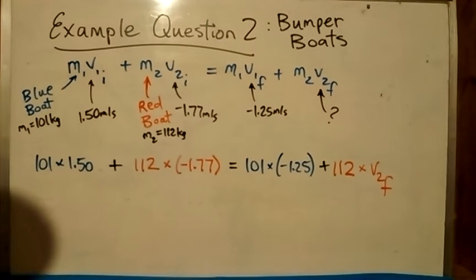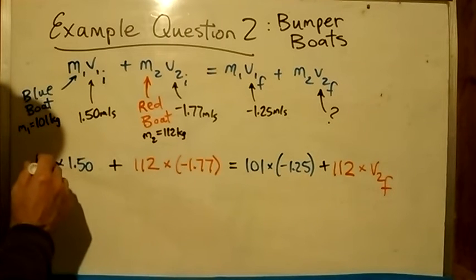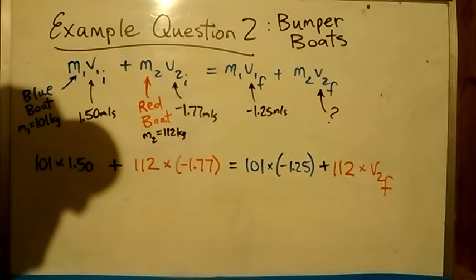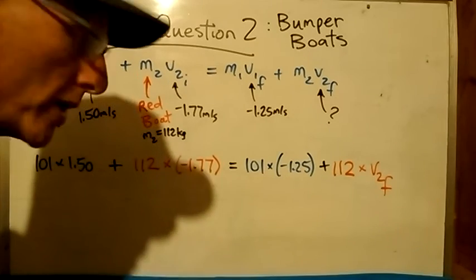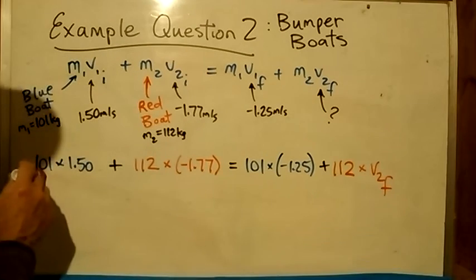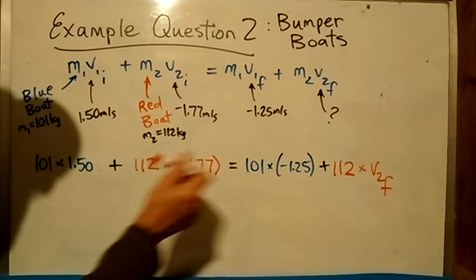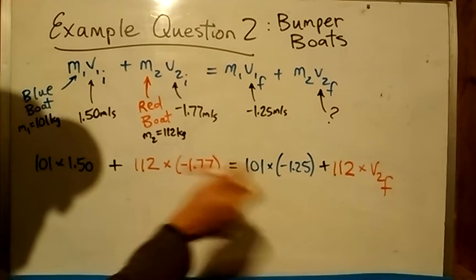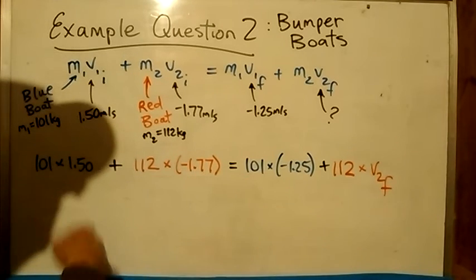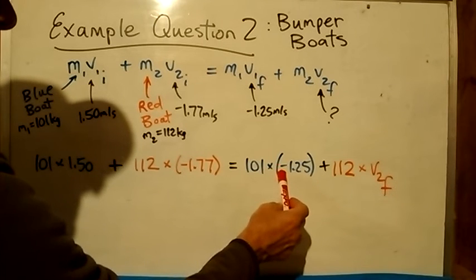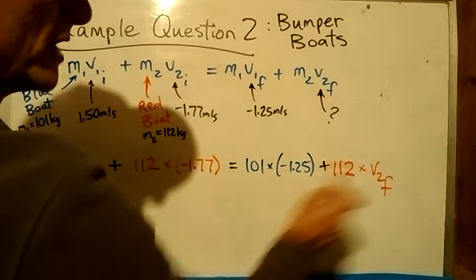In mathematical form and substituting all the numbers in, we get, without the units, because it gets a little confusing putting the kilograms and meters per second and so on in there. As long as that is in kilograms and that's in meters per second, we'll have proper units for what our final answer will be. So 101 in kilograms times 1.50 in meters per second, plus the red boat's 112 times, you have to put the negative sign in because it was originally going 1.77 meters per second that way, is equal to 101 times now after the collision it's going backwards, plus 112 times its V2F.